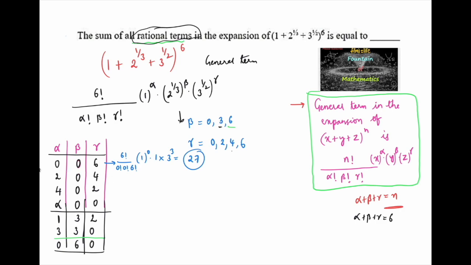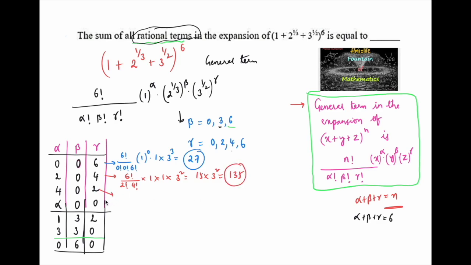And similarly the second term, we can write 6 factorial divided by 2 factorial and 4 factorial into 1 power alpha, there is 1 anyhow, and 2 power 1 by 3 whole power, there is also 1, and 3 power 1 by 2 whole power 4 is 3 square, which is 9. So 6 factorial upon 2 factorial into 4 factorial gives 15. So 15 into 3 square, 15 nines are 135. So 135 is the second term.